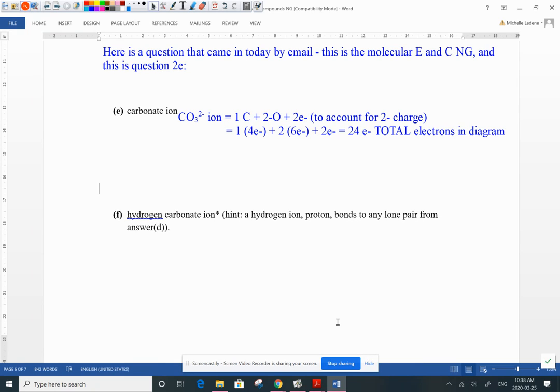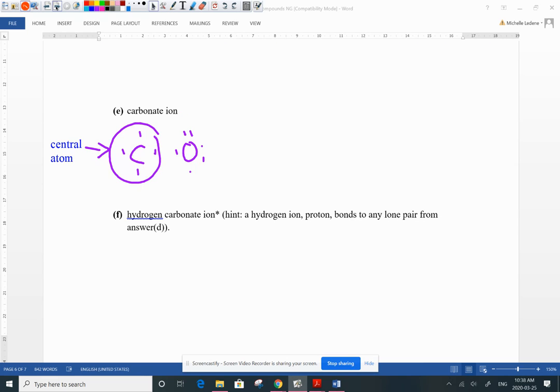So carbonate ion, CO3 2-: 1 carbon, 3 oxygens, and then you add on 2 electrons to account for that 2 negative charge. Carbon, group 14, has 4 electrons, oxygen, group 16, has 6 electrons, and add in those extra electrons. So 24 electrons total in this diagram. It doesn't matter where the electrons come from. Let's take a look at how we're going to solve this question now.